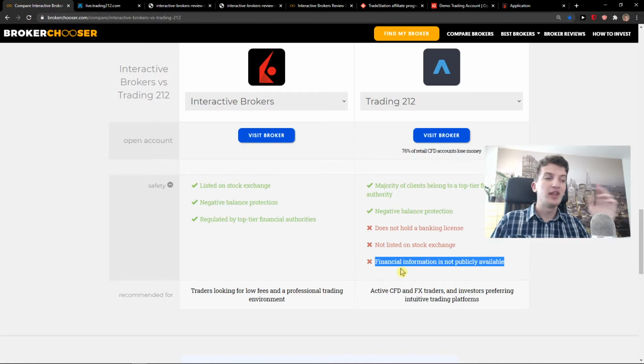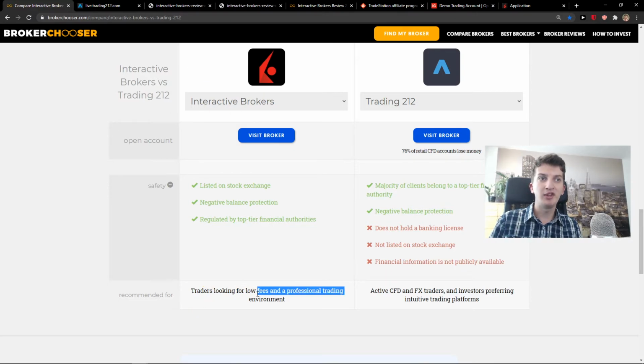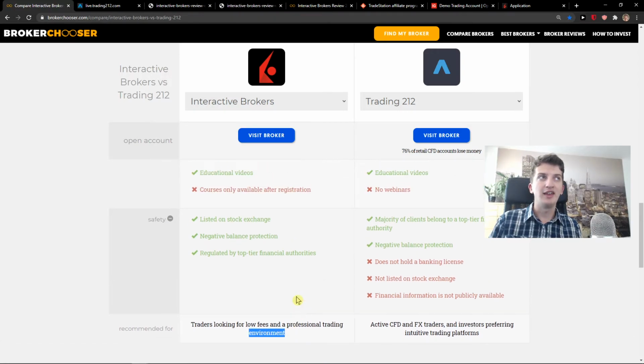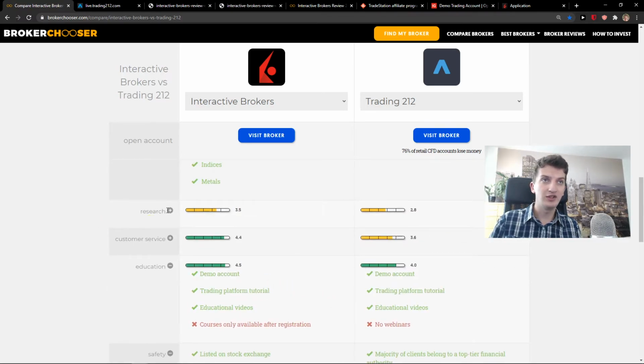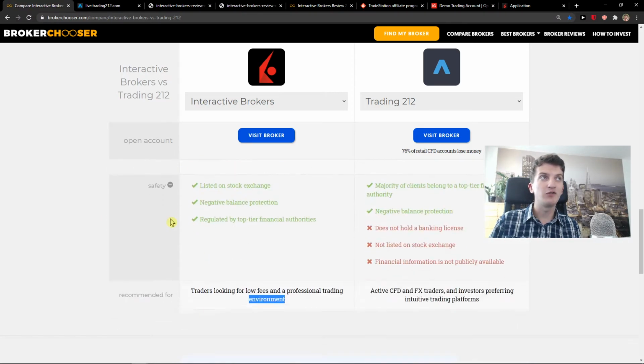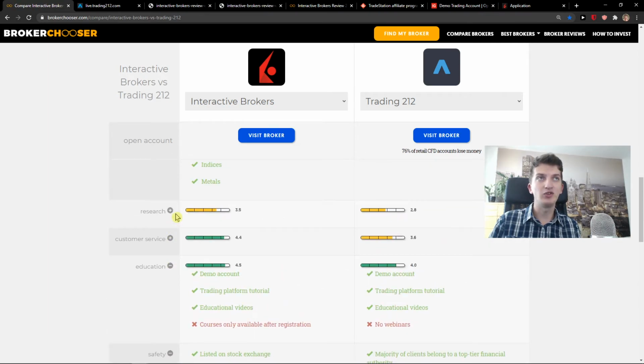Now you may ask, how do they actually make money if stocks and ETFs are free? They make money if you have money on your account, they take interest out of that. So that's how they do it. As a summary, Interactive Brokers is recommended for traders looking for low fees and a professional trading environment, and Trading212 is good to go if you want to invest in stocks, CFD, Forex, but I wouldn't choose Trading212 for CFD. I would choose Interactive Brokers or XTB. The fees are much lower.